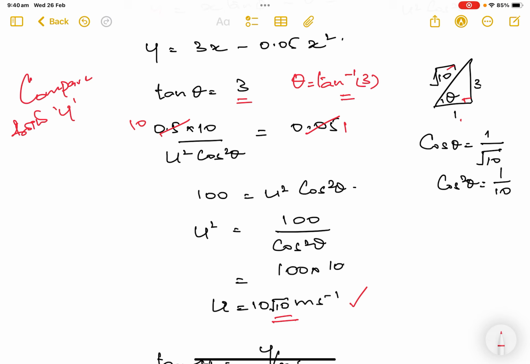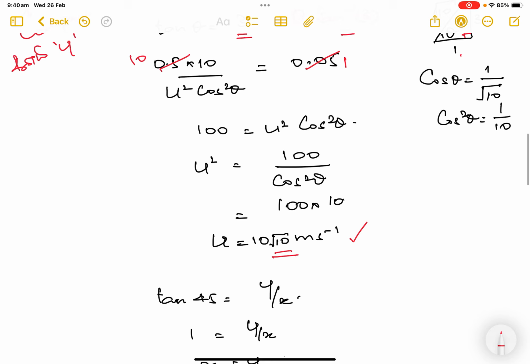So 100 equals u squared cos squared theta, cross multiplied. u squared equals 100 over cos squared theta. And cos squared theta, which we found from that little right angle triangle with tan theta equals 3, equals 1 over 10.